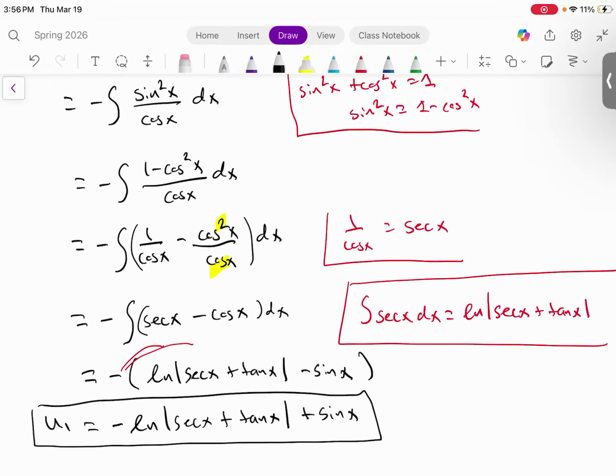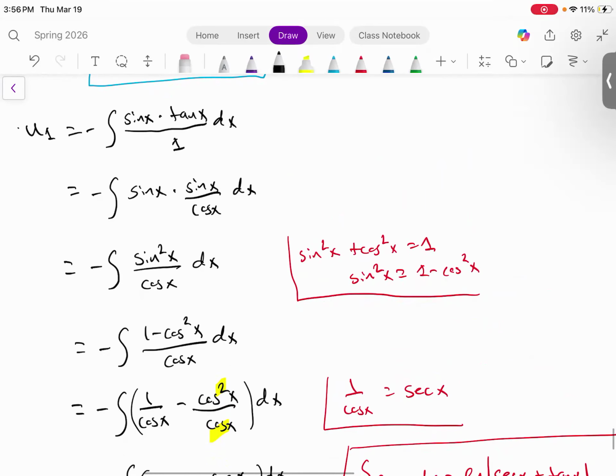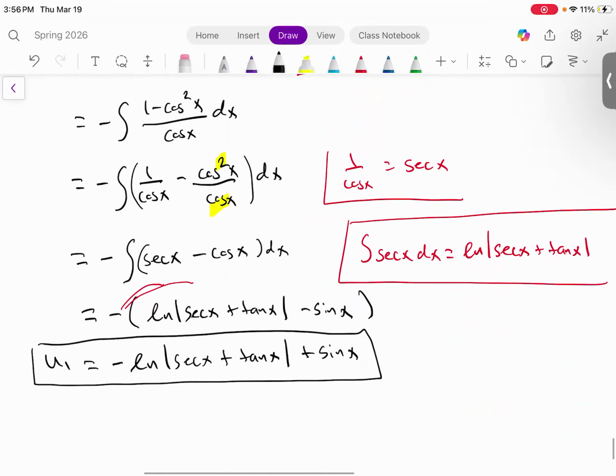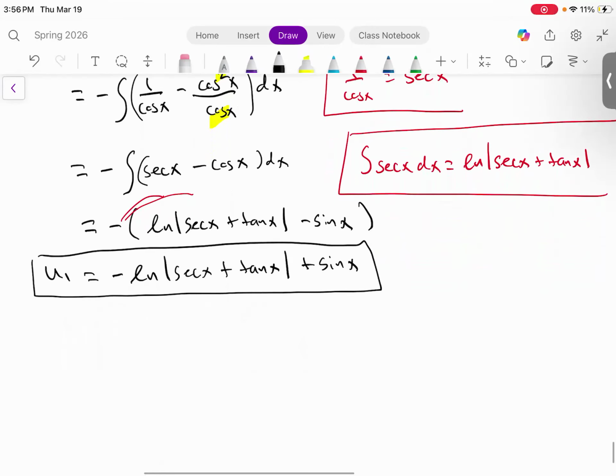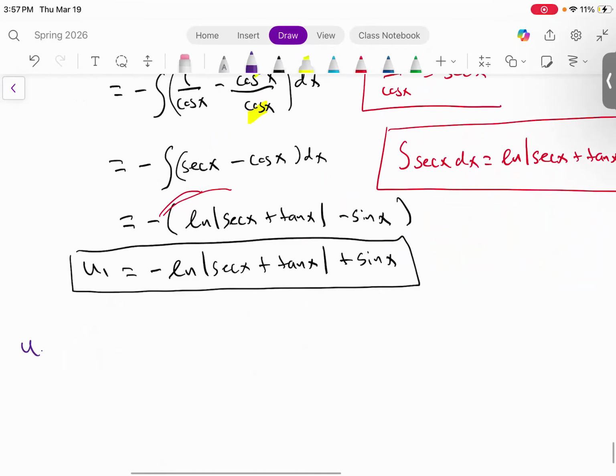Okay, so I'm betting this was the more difficult integral that we had to deal with. We had some trig tricks that we had to use. So I'm guessing the next one for u2 would be a lot simpler. So let's try that out. U2 equals the integral of y1 times f of x over the Wronskian of y1, y2 dx.